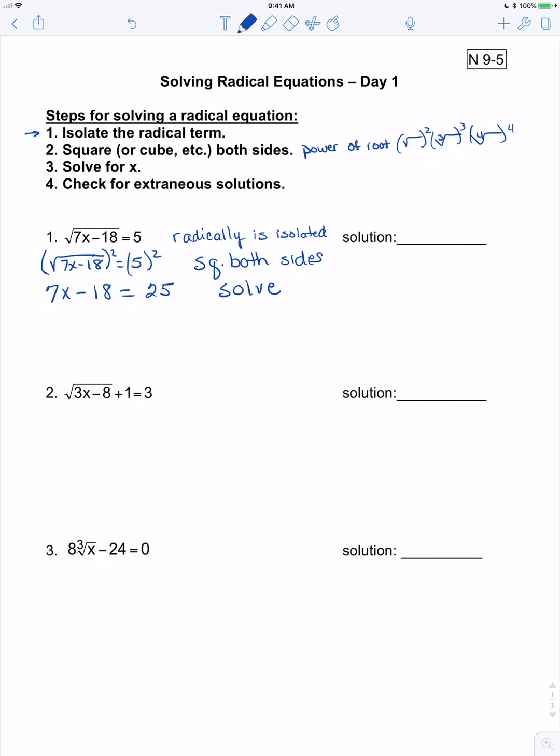Now all we're doing is solving. So we're going to add 18 to both sides. So that gives me 7x is equal to 43. Divide both sides by 7, so x is 43/7.